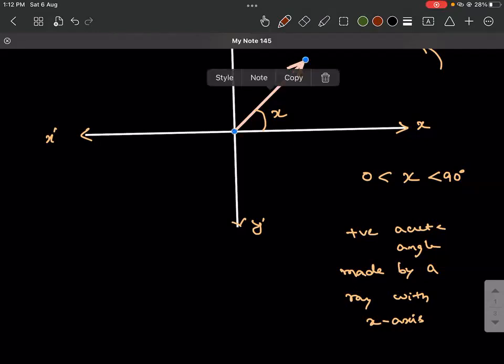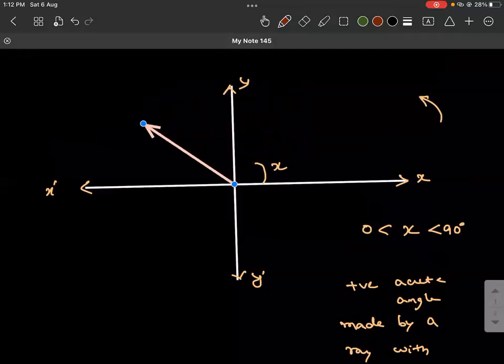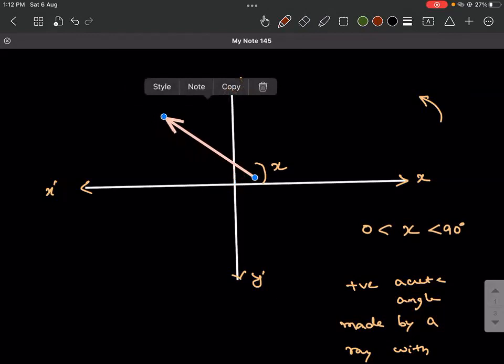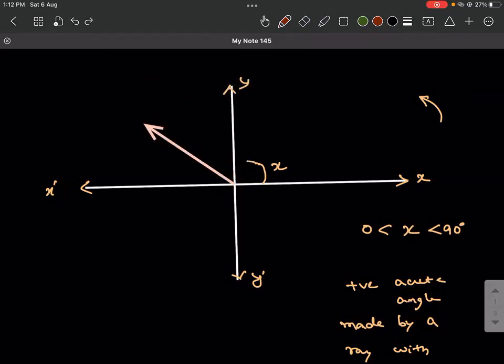Okay, suppose the same ray is revolved in this direction. Now you are measuring this angle. And what can you say about this X now? It is greater than 90 degrees, less than 180 degrees. So if I give you an angle of plus 120 degrees, imagine there is a line which is making an angle of plus 120 degrees with the x-axis. So what will you imagine? That line is in the second quadrant.